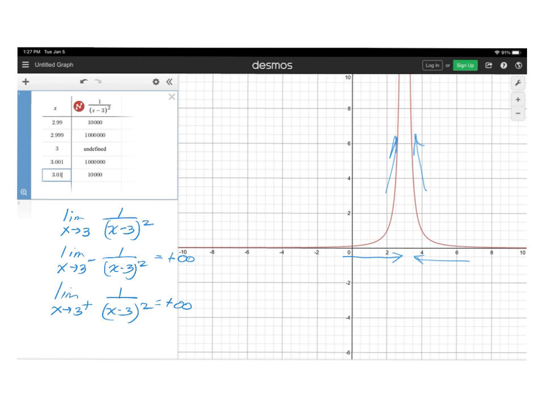You can also see that on the table of values. Here's a number just on the left of 3, which gives us an output of 1 million, and here's one just to the right of 3, which also gives us an output of 1 million. So since the limit from the left side and the right side are equal, we can say that this limit is equal to positive infinity. You might also see it called an infinite limit or an unbounded limit, but it is definitely not, does not exist. Does not exist is reserved for if the limit from the left and the right are not equal to one another.